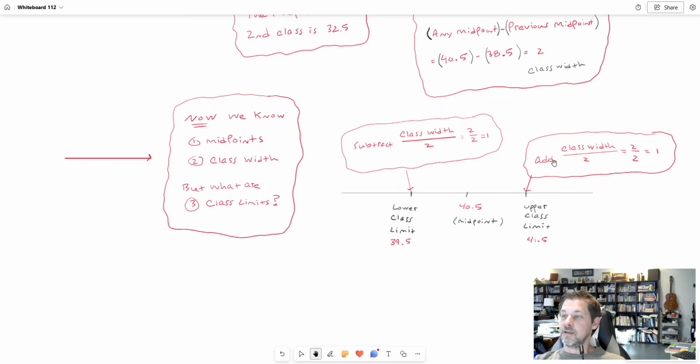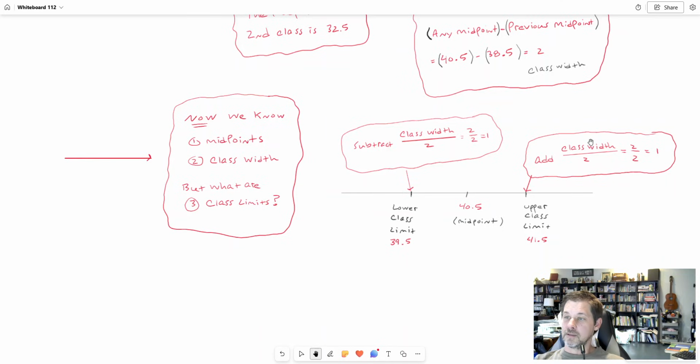If you take the class width and divide it in half, divided by 2, and you add that to the midpoint, you'll jump up to the upper class limit. If you take the class width and divide by 2, and you subtract it from the midpoint, you'll jump down to the lower class limit. So what's the class width? It's 2. If you divide that in half, you'll get 1. So that's how far you have to jump up from the midpoint to get the upper class limit, or down from the midpoint to get the lower class limit.